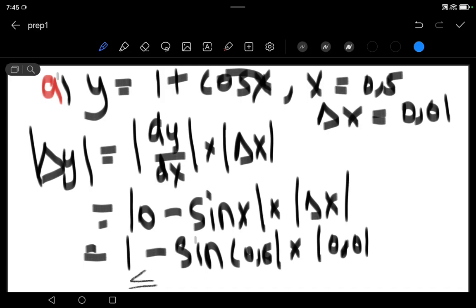So the answer is going to be 0.0048. Okay? Remember, the calculator is supposed to be in radian. Yes. And then after here, we're going to take the original equation and substitute the value of x. So it's going to be y equals 1 plus cos 0.5, and then we get the answer.